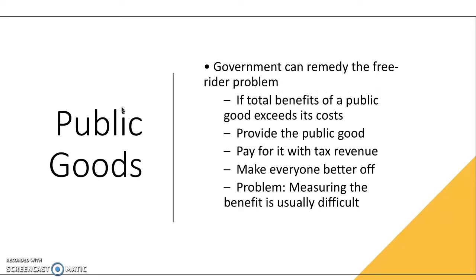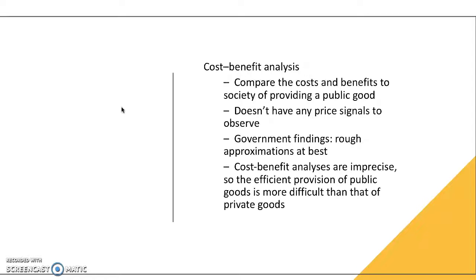So with public goods, government can remedy the free rider problem if the total benefits of a public good exceed its cost. It's provided to the public. You pay for it with tax revenue, therefore making it better off for everyone. And again, measuring it is pretty difficult, and that's similar to the previous slide.